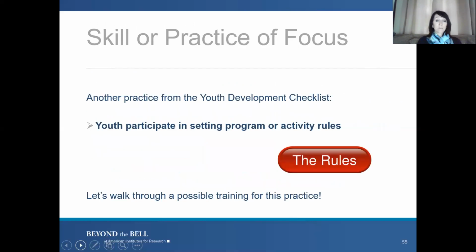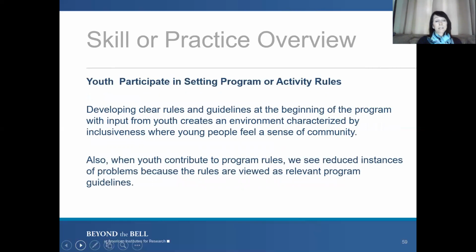So another practice from the youth development checklist that we are going to be going through is youth participate in setting program or activity rules. So what would an in-house training with this practice of focus look like? As a facilitator, you would choose an icebreaker, and then we would need to provide the practice overview.